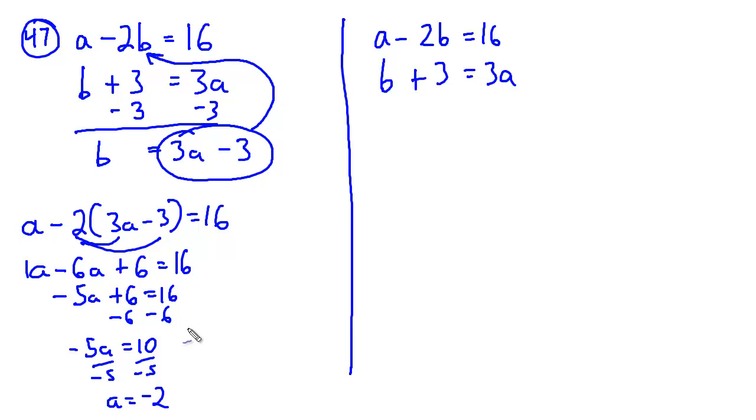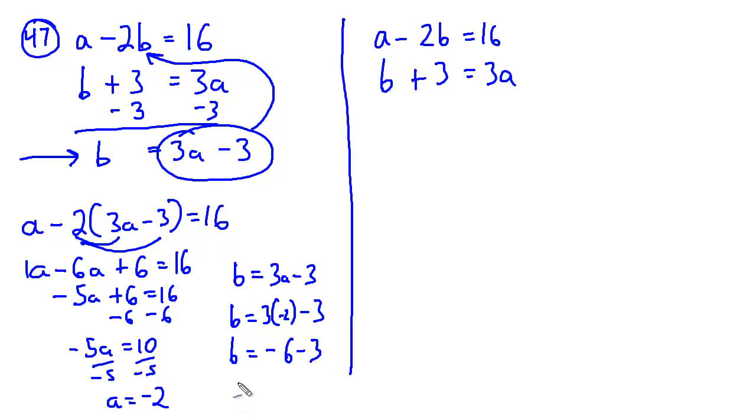What we're going to do is take that negative 2 and plug it back into the equation that's written right here, because the b is all by itself. B is equal to 3a minus 3. So what I'm going to do is plug the a into that. So here's 3 times the negative 2 minus 3. So b is equal to negative 6 minus 3. So b is equal to negative 9. So our answer for this problem is negative 2 comma negative 9.